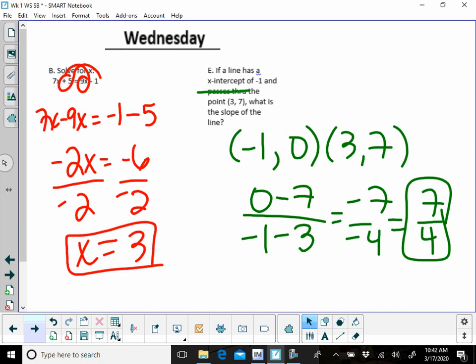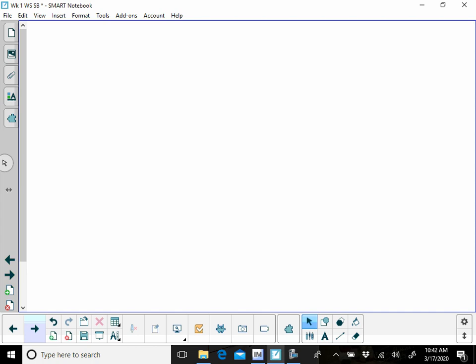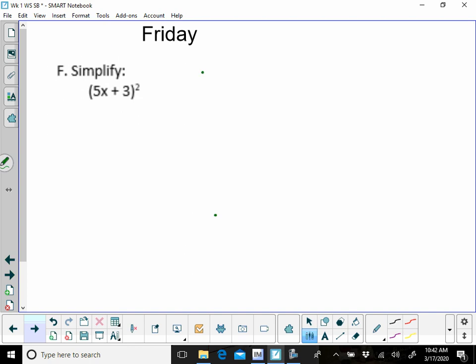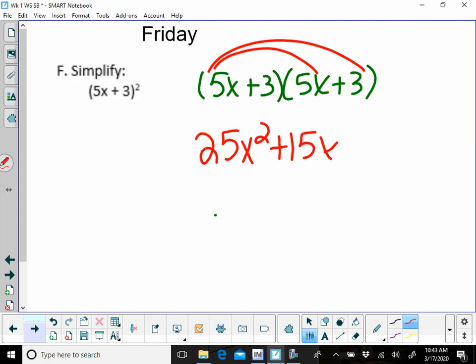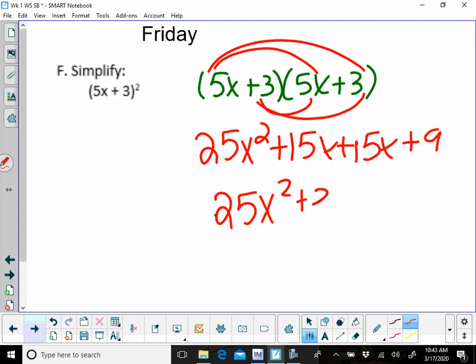All right, and then letter F remains the same except for on Friday. So on Friday, remember, if you have a square, that means you're going to write it twice. So I'm going to write it out twice. And then I'm still going to use my distributive property. So that's going to give me 25x squared plus 15x plus another 15x plus 9. And that gives me 25x squared plus 30x plus 9 would be your answer there.